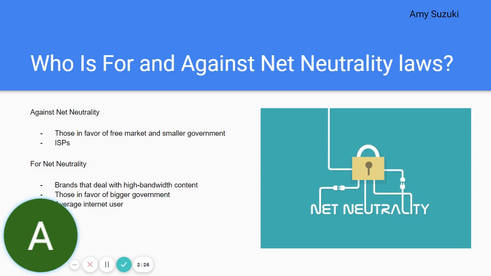Who is for and against net neutrality laws? Those in favor of free market and those in favor of small government intervention are immediately in favor of the repeal of net neutrality laws. This is because they believe that the government should intervene in as little ways as possible with everyday functions. And, as the internet has become something of daily use, they feel that it is up to businesses and states to decide what and how people should use the internet.